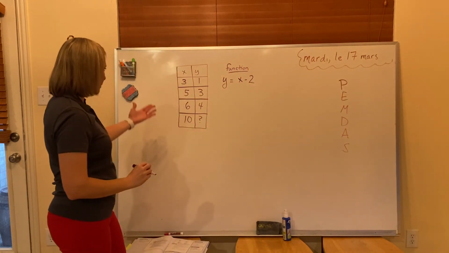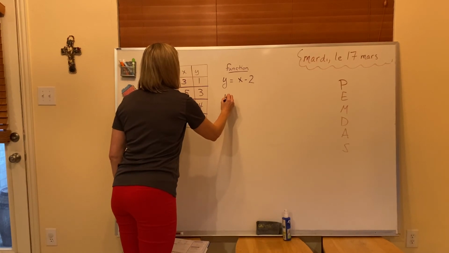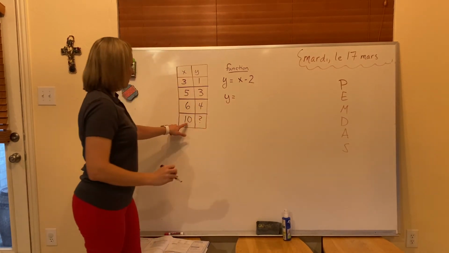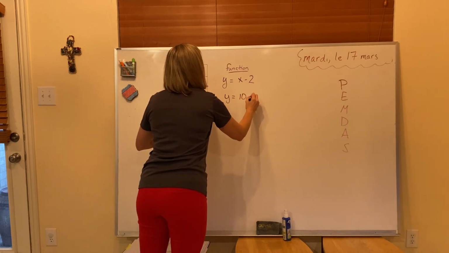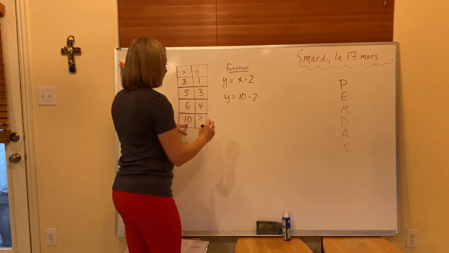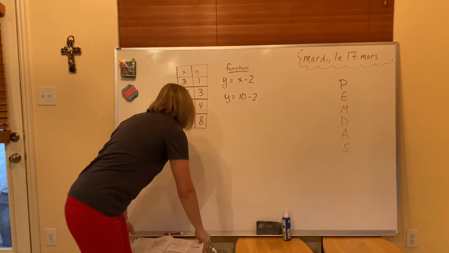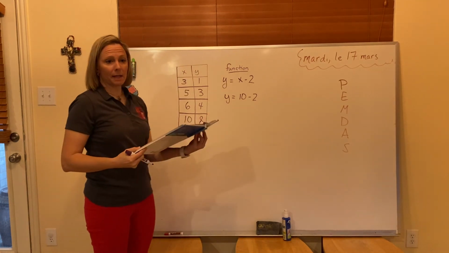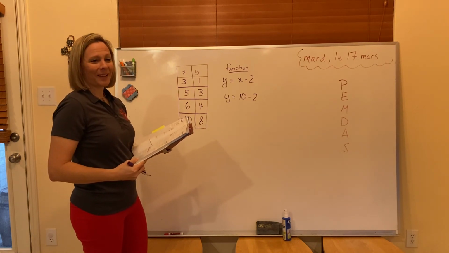So let's solve for the missing point. Y is equal to, let's fill in the blanks, X is 10 minus 2. And that gives us 8. So there is how we filled in the missing number in our function table. I know the answer all along. Okay, thank you, Lily.